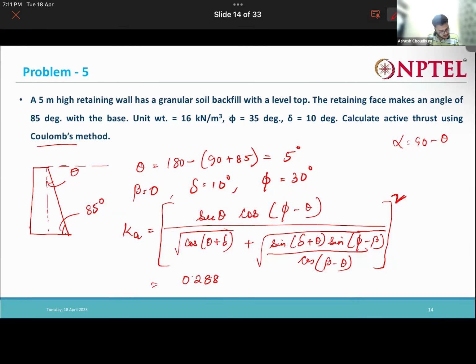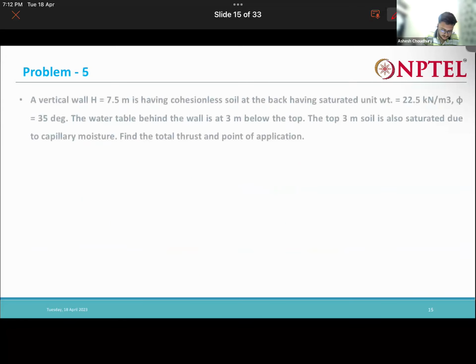Theta. Okay. Let it be. So what will be P? P will be nothing but half gamma K h square. So this H is given, so whatever comes will come. Okay. Let us go to the next problem.